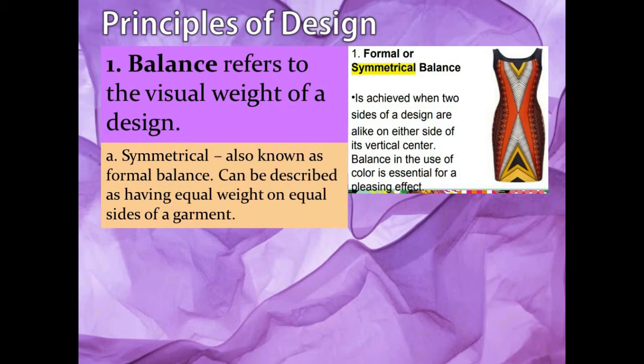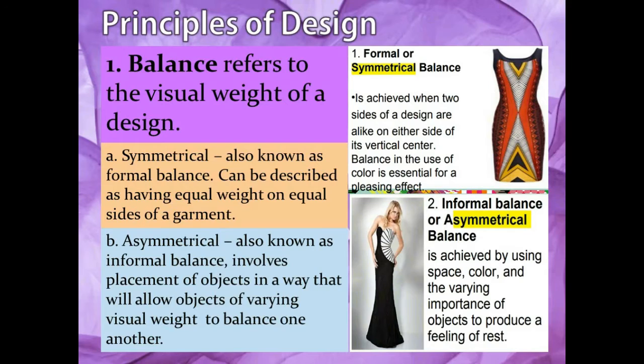So we have the symmetrical, also known as the formal balance. It can be described as having equal weight on equal sides of a garment. Symmetrical balance is achieved when two sides of a design are alike on either side of its vertical center. Balance in the use of color is essential for a pleasing effect, just like in the sample.